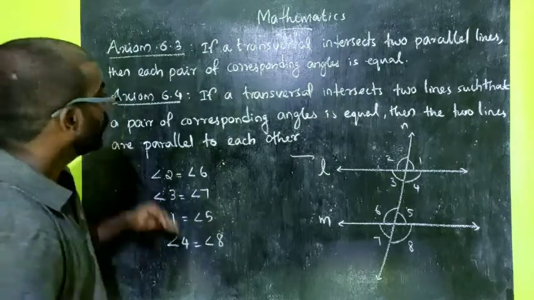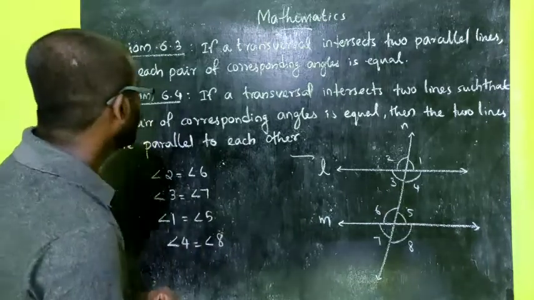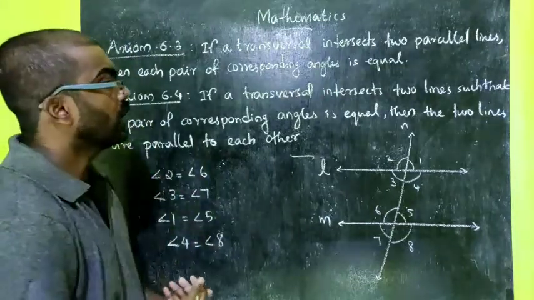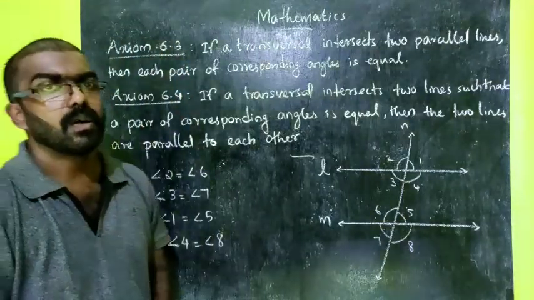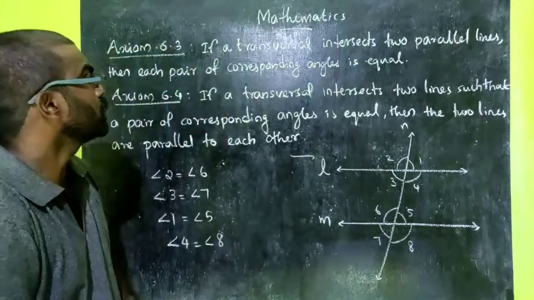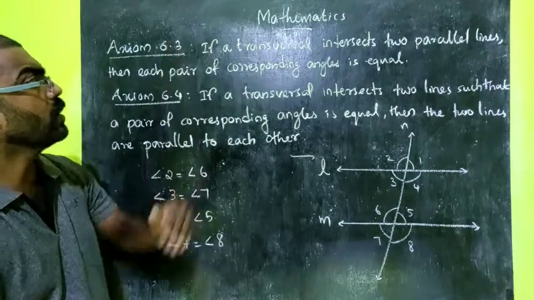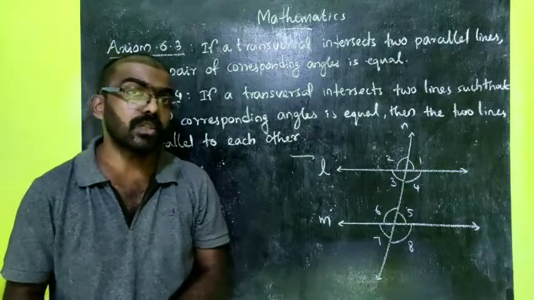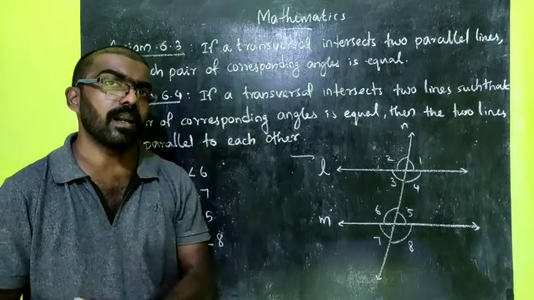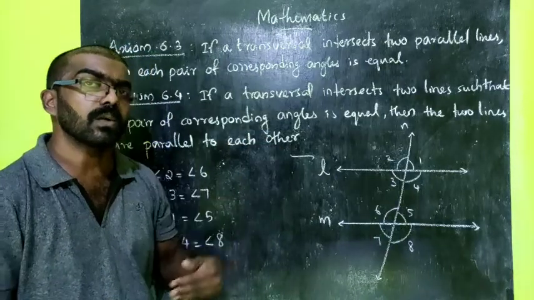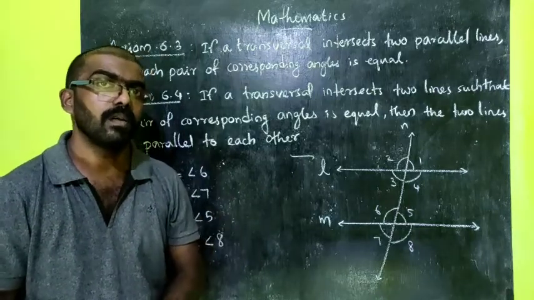And the next axiom is, if a transversal intersects two lines such that a pair of corresponding angles is equal, then the two lines are parallel to each other. Obviously, it's the converse of axiom 6.3. It is the reverse of axiom 6.3. In the first one, it states that if a transversal intersects two parallel lines, then each pair of corresponding angles are equal. If the lines are parallel, then the corresponding angles are equal. And the second one states that if corresponding angles are equal, then the lines are parallel.